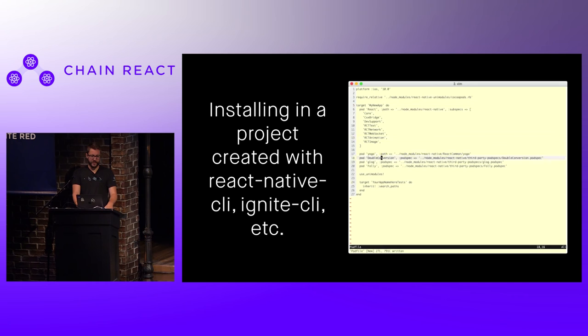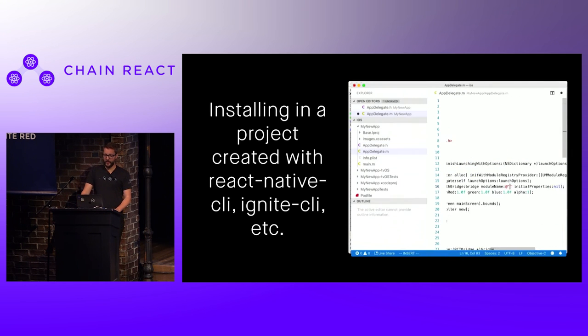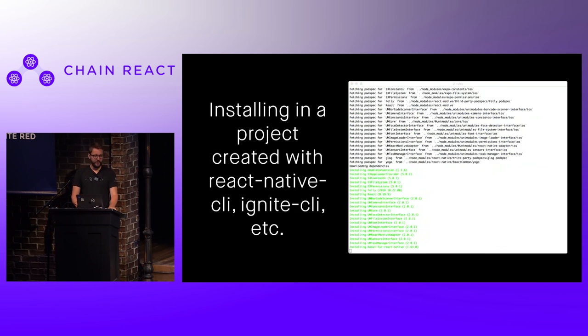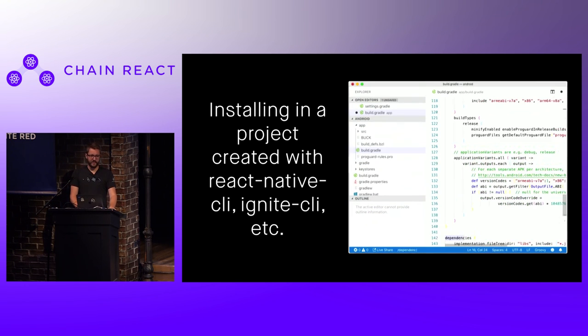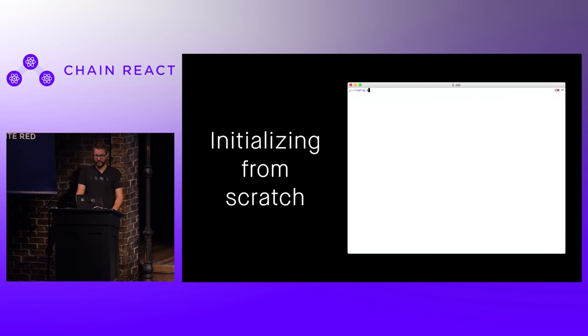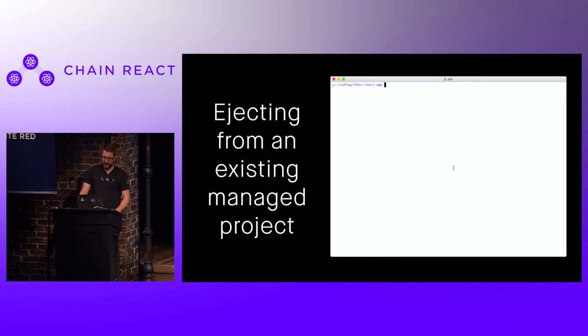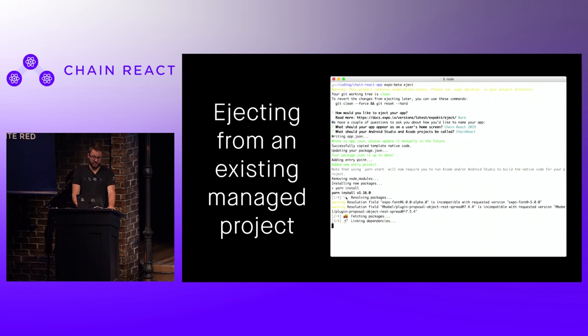So installing it in a project with React Native CLI or Ignite CLI or whatever you use to create it, it's just a matter of installing this React Native Unimodules package. I sped it up here. It'll probably take you a few minutes. The instructions are all in the README. It's a lot easier, though, if you have a new project. You just initialize it from scratch, and it'll include all of that stuff for you. As for ejecting from an existing managed project, it's just a matter of running eject.